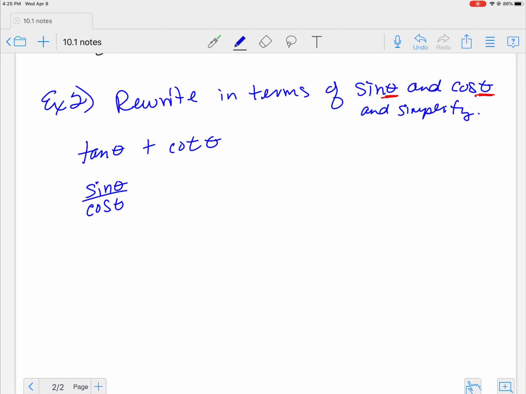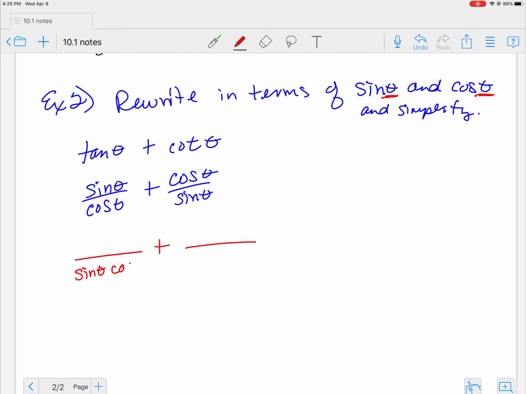So I'm going to rewrite tangent to be sine over cosine because we know our quotient identities. You have to have those memorized. If you're just looking back and forth the whole time, that's not going to be helpful. It needs to be memorized so you can recall it quickly. Recognize and recall, recognize and recall. Plus cosine over sine.